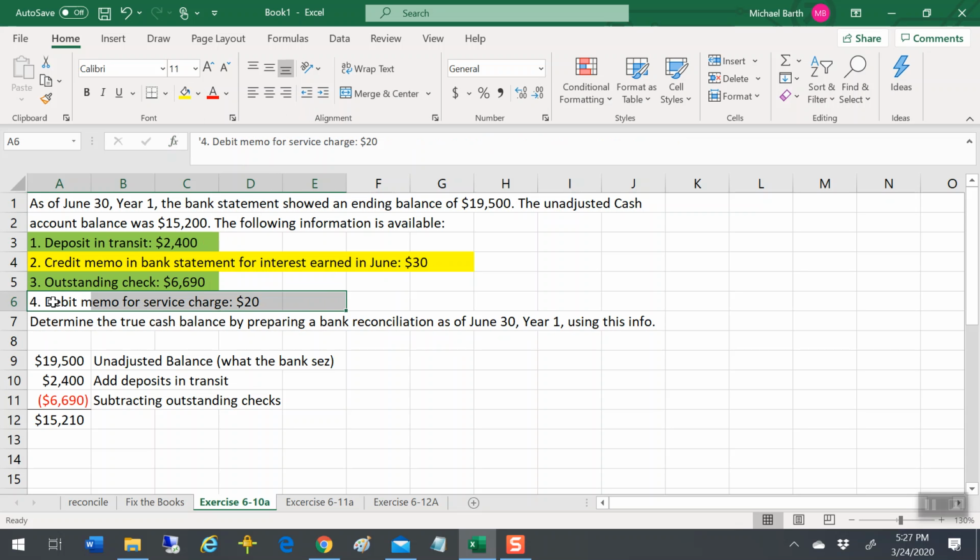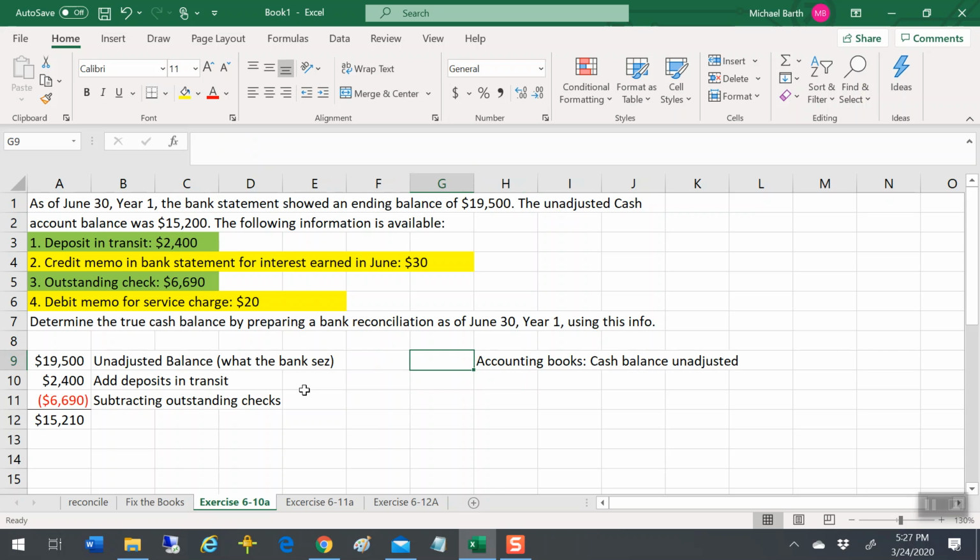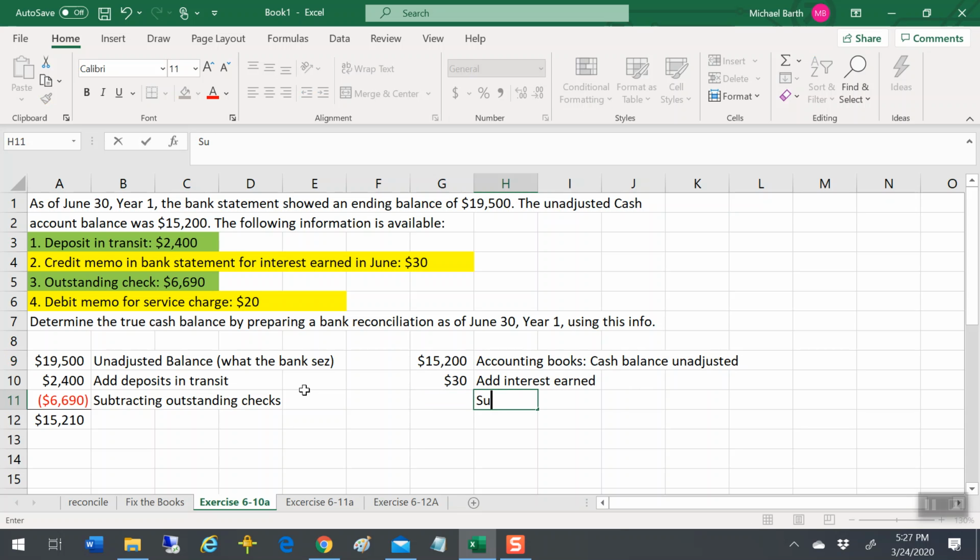So the bank reports that we earned some interest and there's a service charge in there. So if we start with the accounting books, the cash balance unadjusted, or pre-adjustment is probably a better word. The account balance was $15,200. Add interest earned, $30. Subtract bank charge, minus 20.